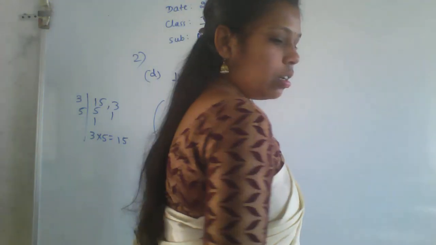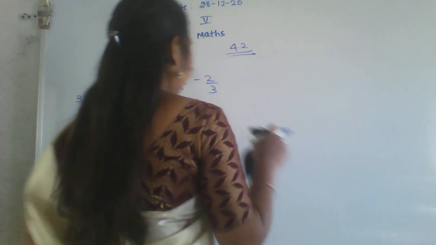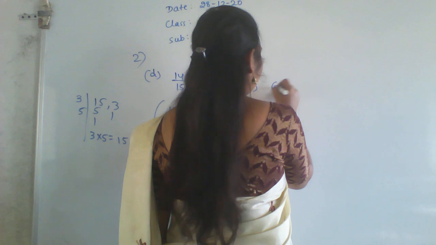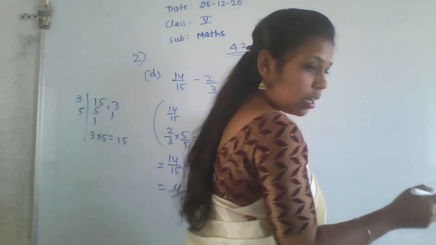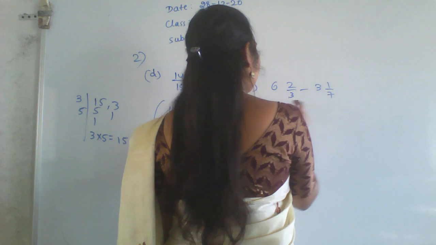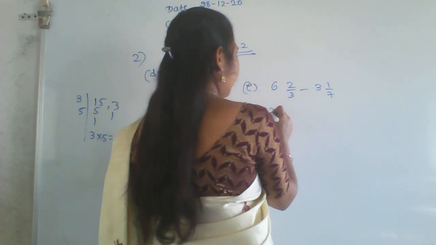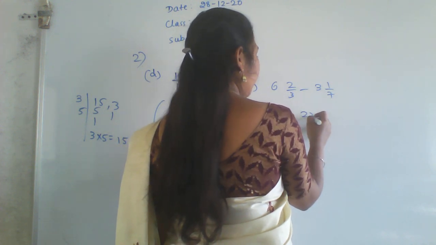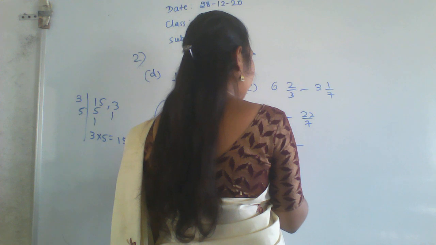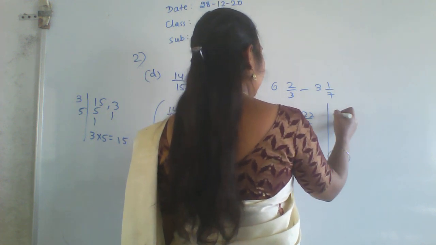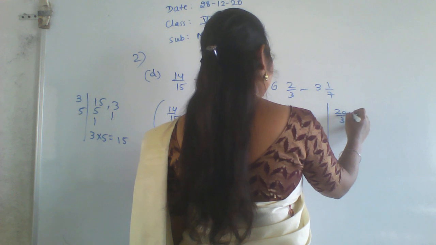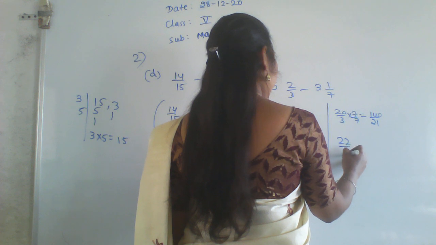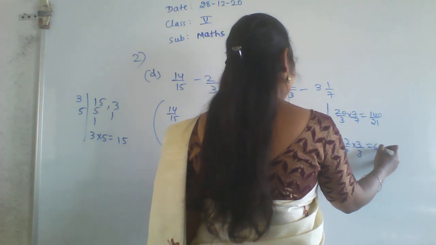Next one is the eighth problem. This is also a mixed fraction. First convert into an improper fraction. 3 sixes are 18, 18 plus 2 is 20 by 3, minus 7 threes are 21, plus 1 is 22 by 7. What is the LCM of 3 and 7? It is 21. So 20 by 3 into 7 by 7 is 140 by 21, and 22 by 7 into 3 by 3 is 66 by 21.